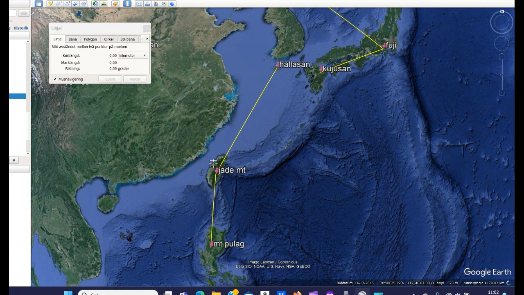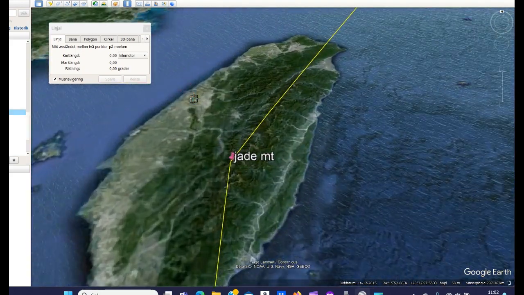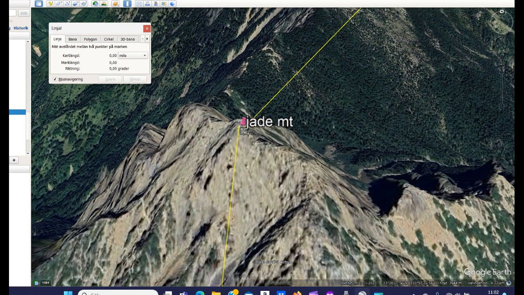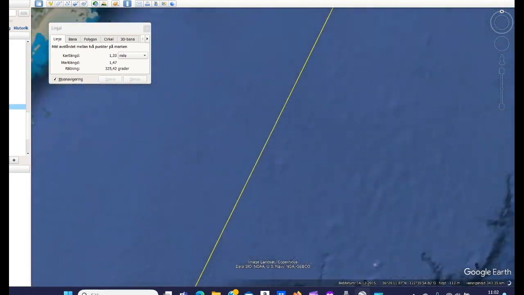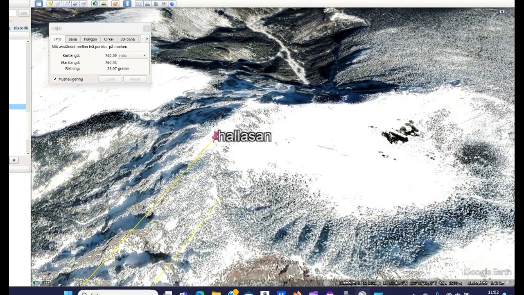Let's now measure the two distances from Jade Mountain, Taiwan's highest mountain. First north to Mount Hallasan, South Korea's highest mountain, in miles. Here is the peak of Jade Mountain, right around here. Let's measure from there to Mount Hallasan, South Korea's highest mountain. The highest point I was able to find was just around here. And the distance we have in miles is 760.6 up to around 761. 760.6 or 761, just around there.